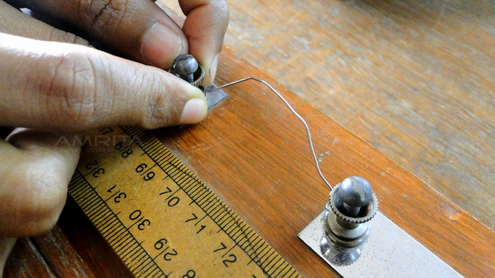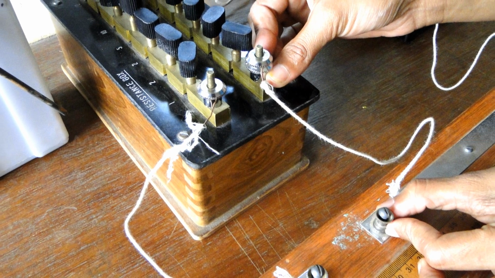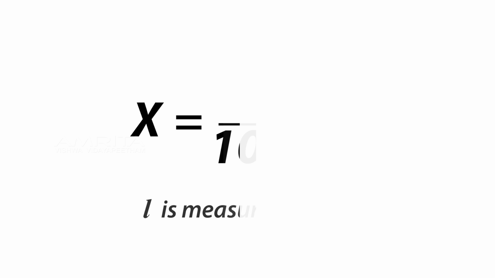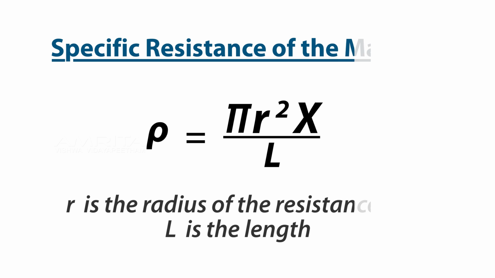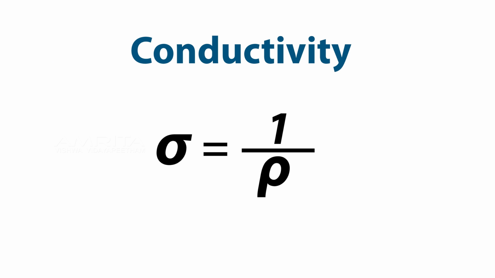Now interchange X and R, that is, connect X in G2 and R in G1, and again measure the balancing length L2, that is CB, on the same side. Then the unknown resistance can be calculated using the formula X is equal to R into L divided by 100 minus L. Then its resistivity and hence conductivity can be calculated by using the equations ρ is equal to πr² into X by L and σ is equal to 1 by ρ respectively.